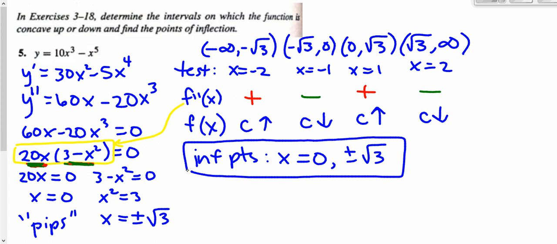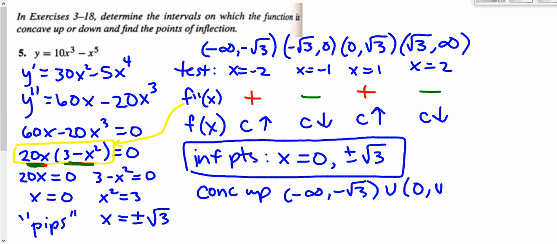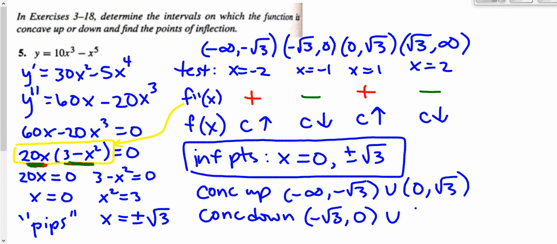And then for the concavity, we can say concave up on the intervals from negative infinity to negative square root 3, union 0 to square root 3, and concave down from negative square root 3 to 0, and square root 3 to infinity.